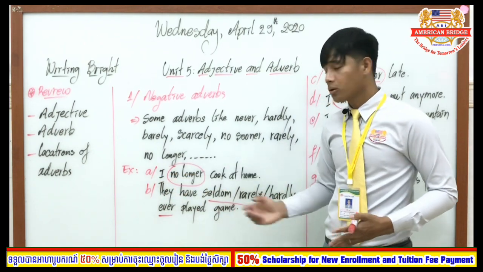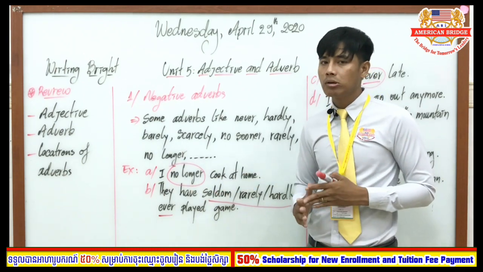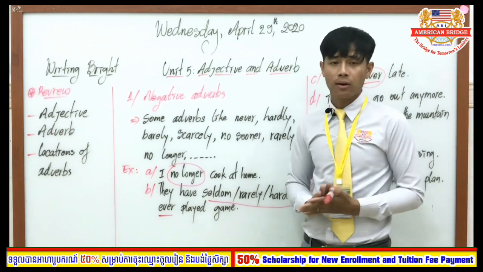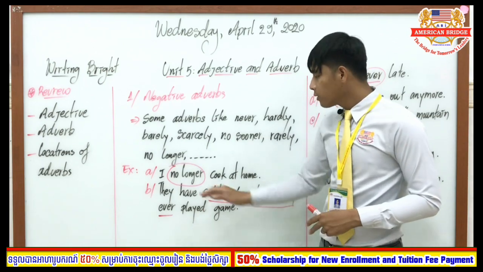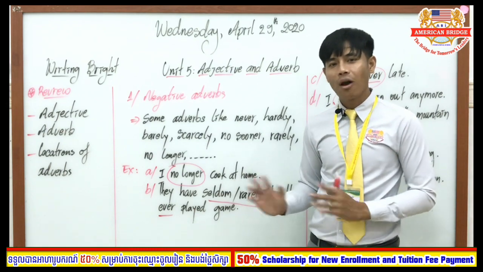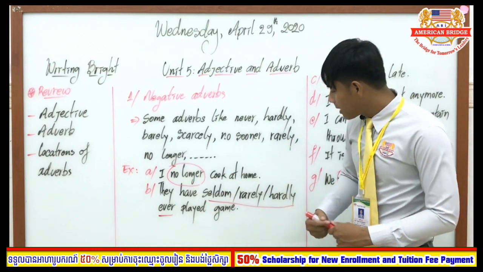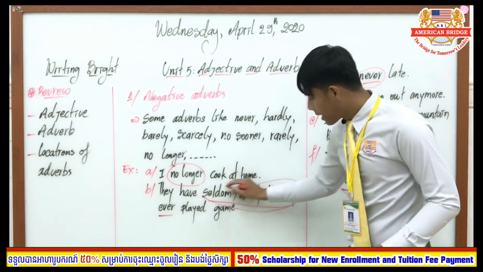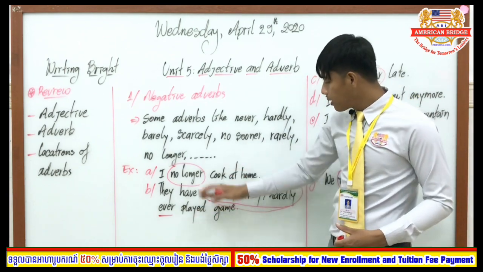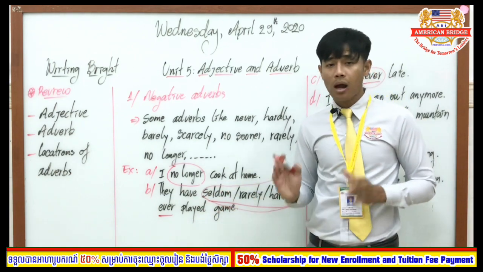For example, I no longer cook at home. No longer means you no longer cook at home. Before you cooked at home, but now no longer. You can also say, I no longer study at school, because of COVID-19. And anything else, like seldom, rarely, hardly ever played game. So over here, these adverbs are used to make the sentence negative.